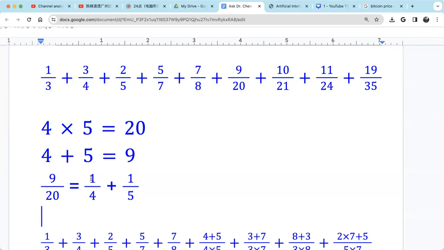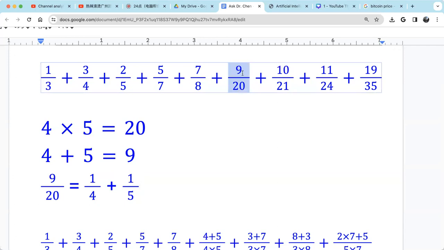Because you can check. If we add those two, we need a common denominator, which is 20, the least one. So we would multiply 1/4 by 5/5. That becomes 5/20. Then the second one, 1/5, we would multiply by 4/4. Then we get 4/20. So 5/20 plus 4/20 indeed is 9/20. All right, so this is called partial fractions.